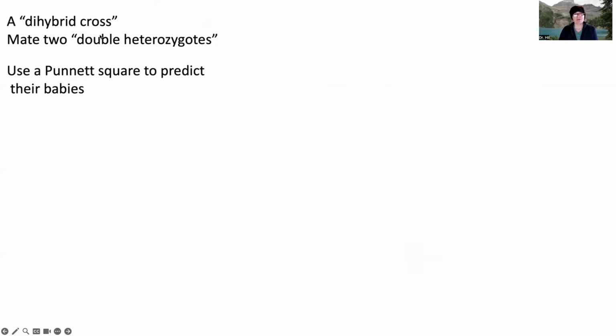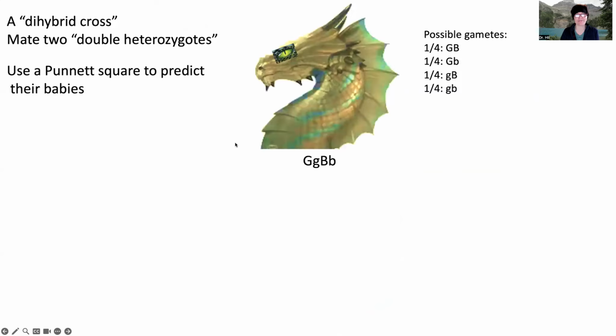When we do a dihybrid cross, what we're doing is mating two double heterozygotes together. And the one way to predict what their babies will look like is using a Punnett square. And it's the hardest way, but we need to do it at least once to believe the ratio that I want you to then memorize.